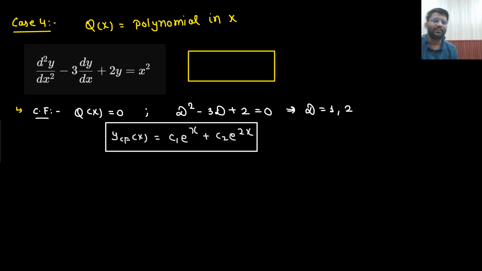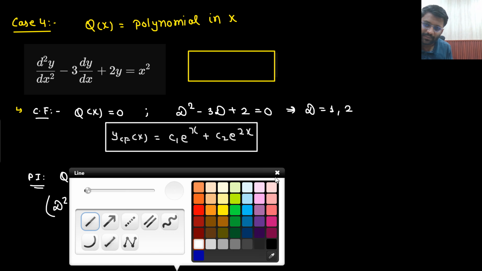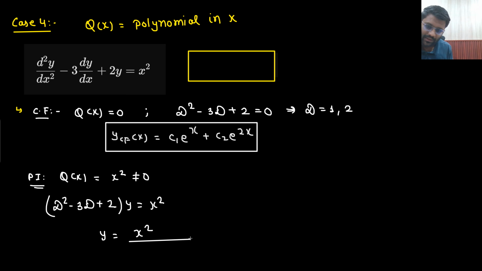Okay, let's see the questions. Now we need to find out PI, the particular integral. So how will we find out PI? For PI, the condition I know is that Qx will not be put equal to 0. Qx is simply x square, it will not be equal to 0. So what I would do? The differential equation is (d square minus 3d plus 2) y equals x square. So y equals x square upon d square minus 3d plus 2.